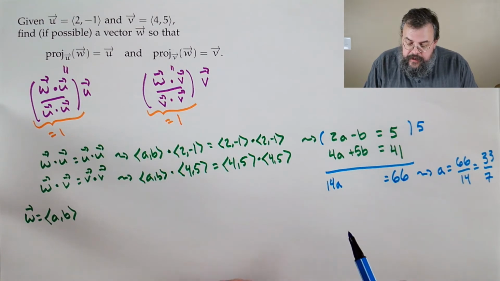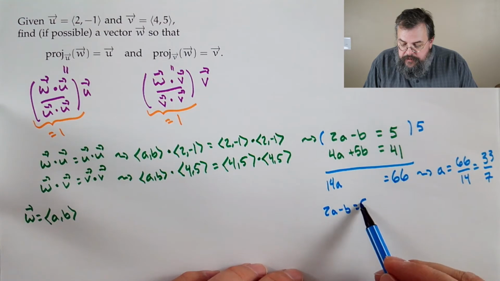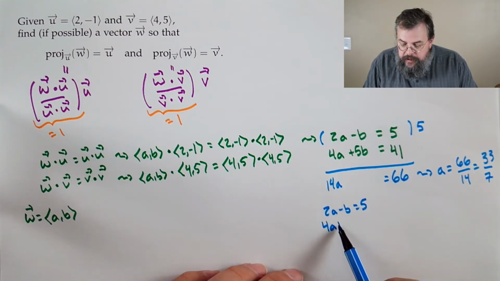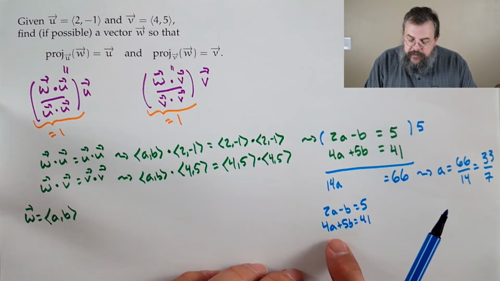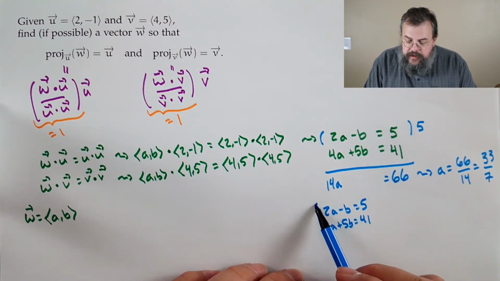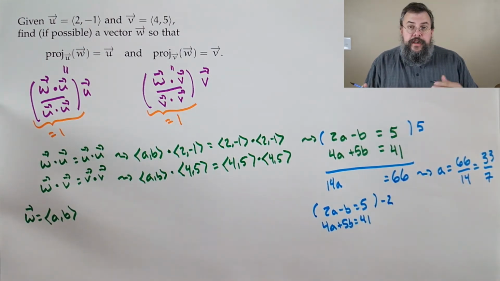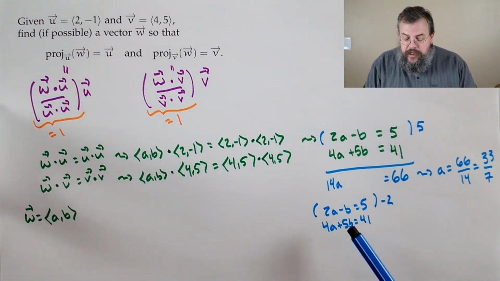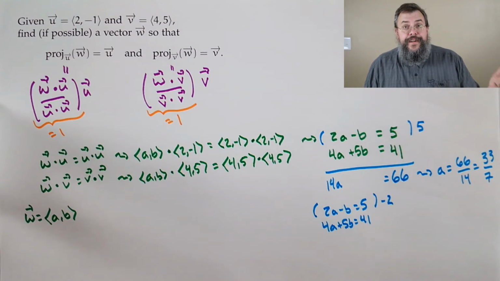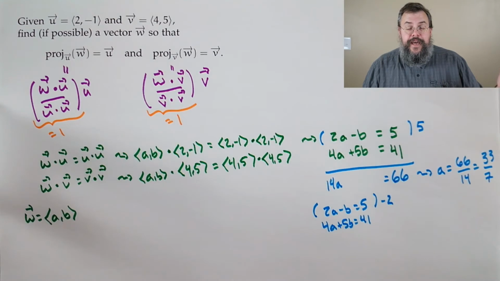So here, let's rewrite our two equations again. 2a minus b equals 5, and 4a plus 5b equals 41. If I want to cancel off the a's, let's take our first equation, and this time multiply by negative 2. Why negative 2? Well, we're working to cancel the a's. So negative 2 times 2a would be negative 4a. The other equation has 4a. So when we put them together, there's no more a.